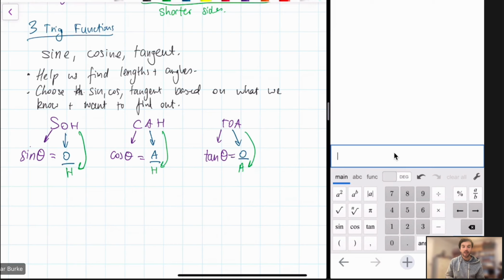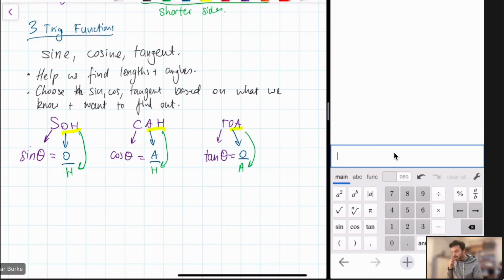Now this here is a helpful way of remembering all these functions, and we choose sine, cosine, or tangent based on what we know or want to find out. For instance, we use sine if we care about opposites and hypotenuse, or we don't care about adjacents. We use cosine when we care about adjacents and hypotenuse, i.e. we don't care about opposites, and we use tangent when we care about opposites and adjacents, i.e. we don't care about the adjacent side.